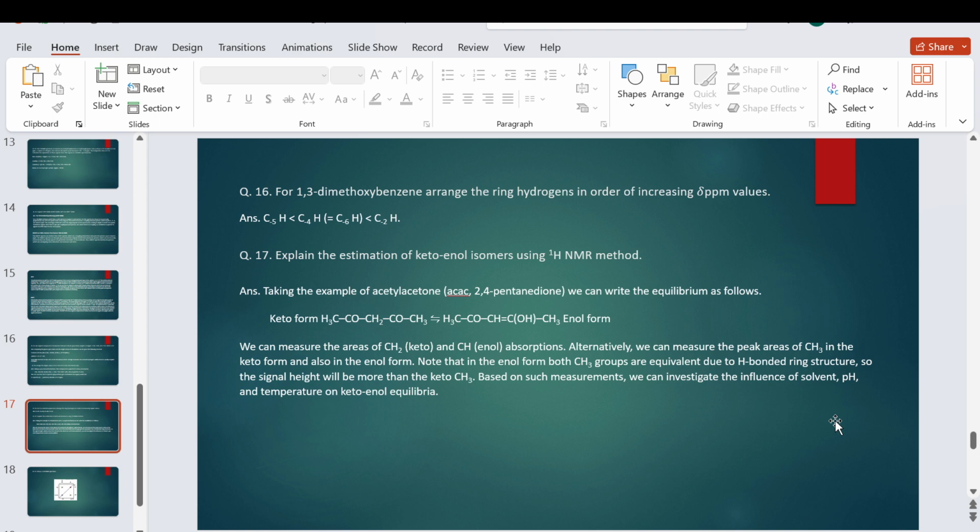In keto form and in enolic form, the CH3 signals appear at different values. So by comparing the areas, we can determine the ratio of these two tautomers. Tautomerism has been extensively studied using NMR spectrometry.